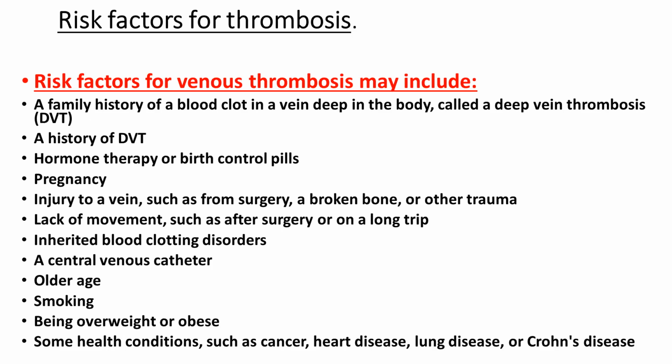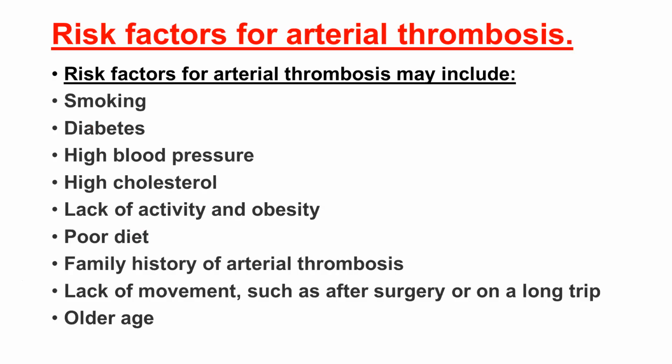Risk factors of venous thrombosis may include family history, history of DVT, hormone therapy, pregnancy, injury to the vein, lack of movement, old age, smoking, and being overweight or obese. The risk factors of arterial thrombosis are diabetes mellitus, high blood pressure, high cholesterol, lack of activity and obesity, that is a sedentary life, poor diet, family history, and lack of movement.